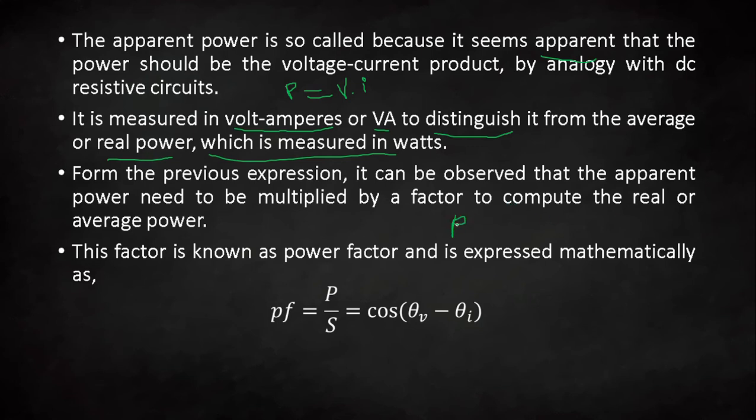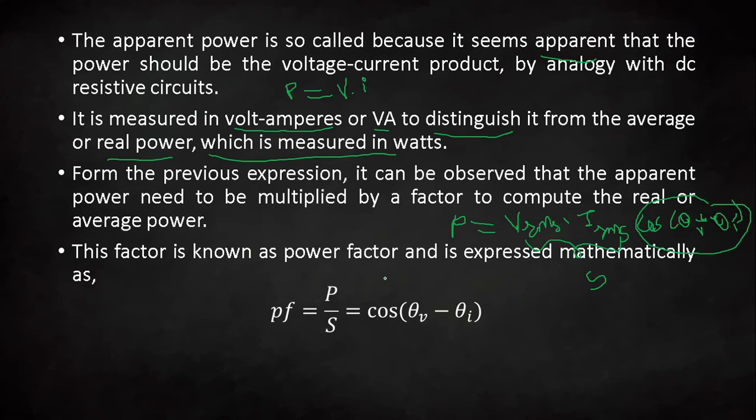So in the previous equation, the average power can be written as V RMS multiplied by I RMS cos of theta V minus theta I. Okay, this was our last expression. We know that V RMS into I RMS is nothing but our apparent power S. So here we can see that the apparent power needs to be multiplied by some factor. This is the factor we are talking about. Then we will get our average power or real power P. Now what is this factor?